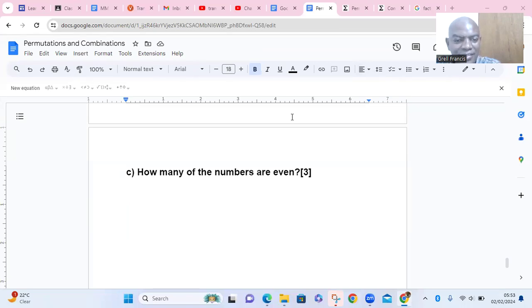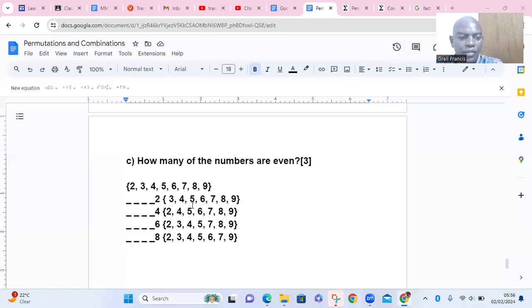Now, part C is asking how many of those 5-digit numbers are even, okay? So to be even, you must end with an even number. So here we're analyzing the endings, which are those that end with 2, those that end with 4, those that end with 6, and those that end with 8. So it must end with 2 or 4 or 6 or 8. That's addition.